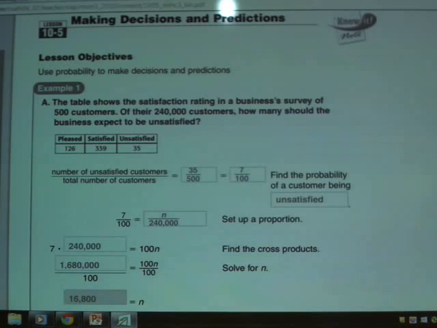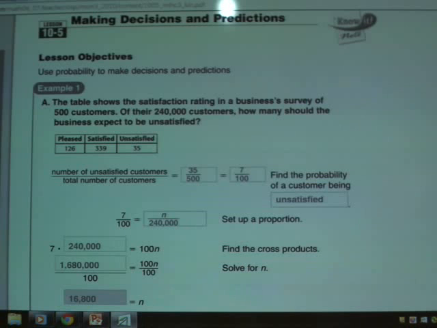The table shows the satisfaction rating in a business's survey of 500 customers. Of their 240,000 customers, how many should the business expect to be unsatisfied? So as you can see, they've written a probability there in the form of a ratio that compares the number of unsatisfied customers, which is a winning scenario here because that's what they're asking about, compared to the total number of possibilities. So there's 35 unsatisfied out of 500 total customers.